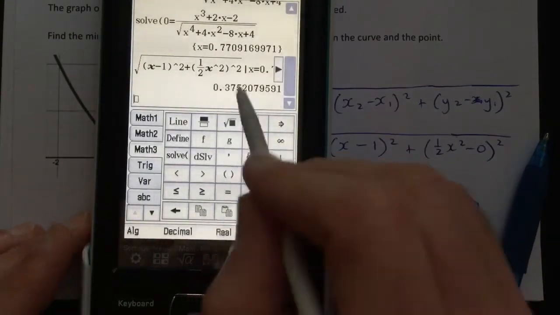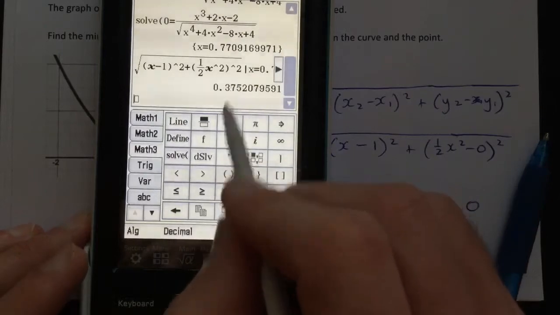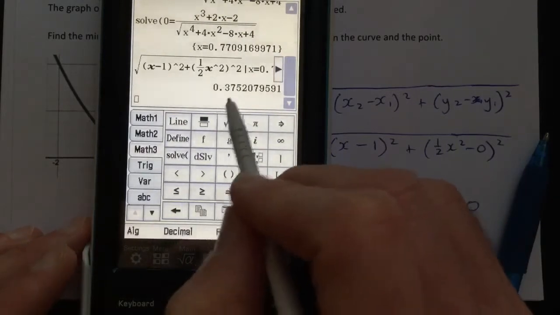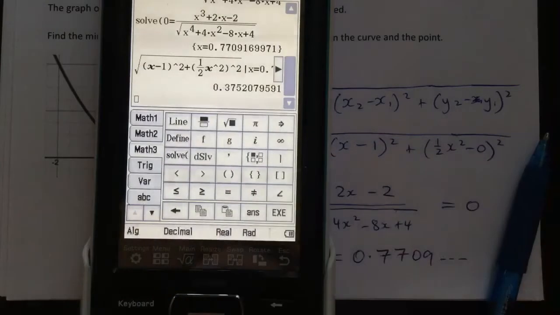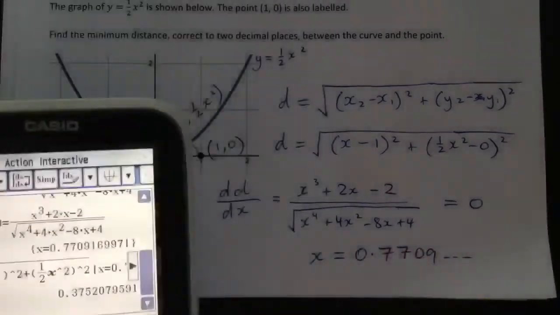So probably what I'm learning about showing you both ways here is that for this particular question, the graph method was probably quicker. But again, this way lets you show more working out if it's a 3-mark question or something like that, where you've got to show steps. And so the minimum distance, correct to 2 decimal places, would be 0.38.